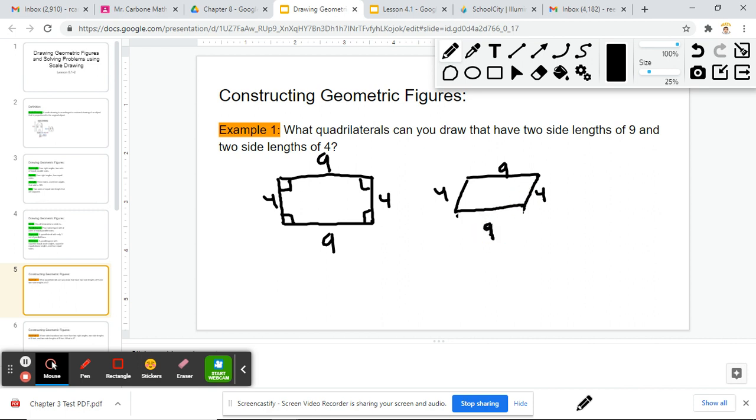All right, and I believe we have one more. What about a kite, right? We could do a kite like this. So we could say that these both have side lengths 9, and these both have side lengths 4, and this would be a picture of our kite. So we got three different quadrilaterals we could draw on this one here.